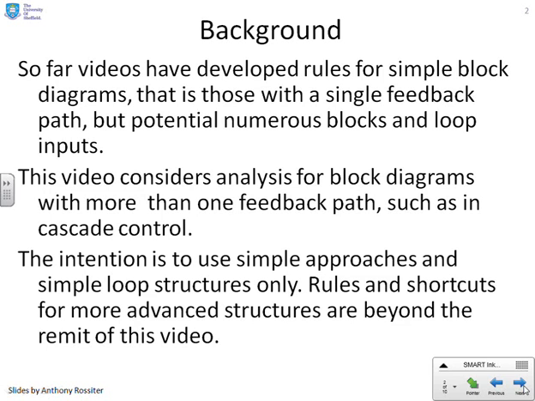So far, the videos have developed rules for simple block diagrams, so those with a single feedback path, but possibly several blocks and loop inputs. We now want to look at block diagrams which have more than one feedback path, and this could happen, for example, in cascade control. Our intention is to use only simple approaches and simple loop structures. Rules and shortcuts for more advanced structures are beyond the remit of this video.